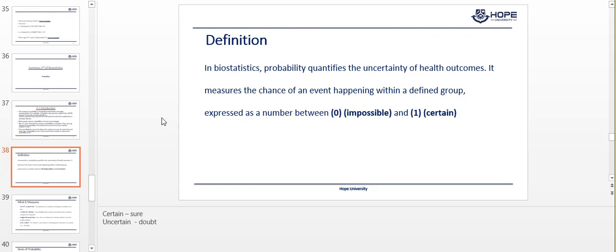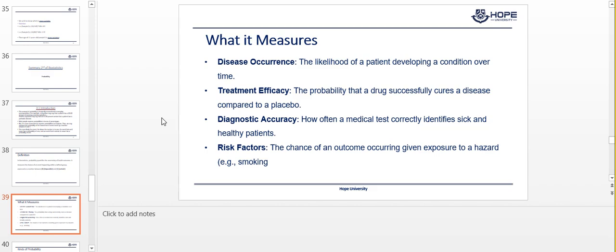Definition. What is probability? In biostatistics, probability quantifies uncertainty of health outcome, uncertainty of any case. It measures the chance of an event happening within a period or group by expressing a number between 0 and 1. 0 we should say impossible. 1 we should say certain. So certain means sure to get that outcome. What does it measure? Mostly in biostatistics we measure disease occurrence, treatment efficacy, diagnostic accuracy and risk factors.